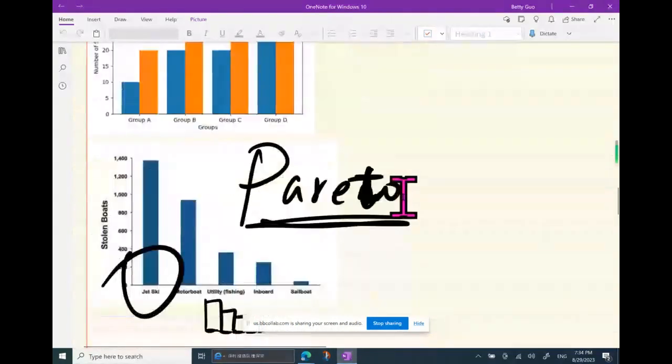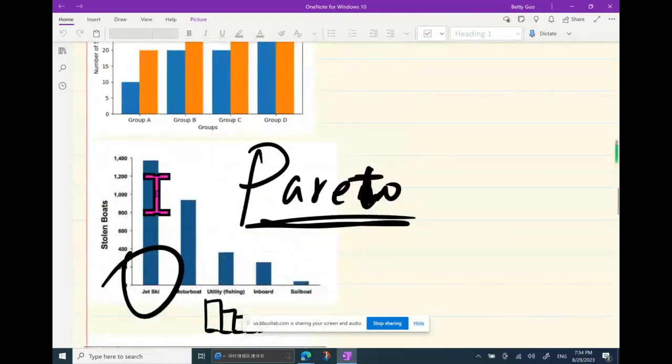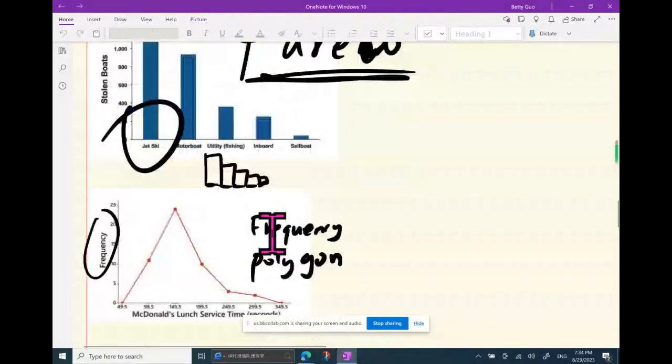And this one is a Pareto chart. Sometimes we do a Pareto for a histogram as well. The important thing for a Pareto is that the bars are arranged in descending order of their heights. This way, the graph draws your attention to the most important category, right?